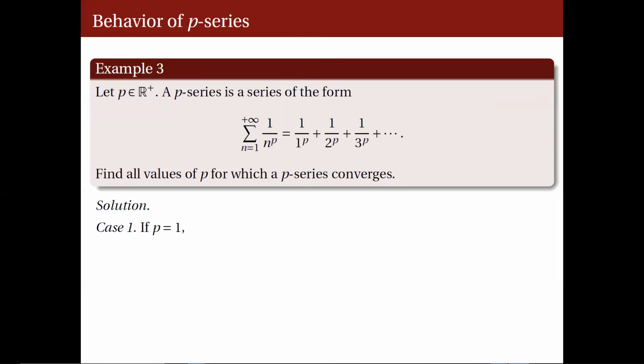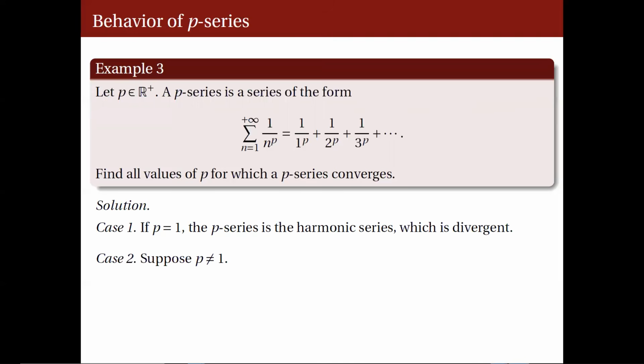Ihiwalay natin itong problem into two cases. For case 1, suppose P equals 1. Then the P series is just the harmonic series, summation of 1 over n. At from previous lectures, we know that the harmonic series is divergent. Kaya hindi kasali ang P equals 1 sa sagot ng ating problem.